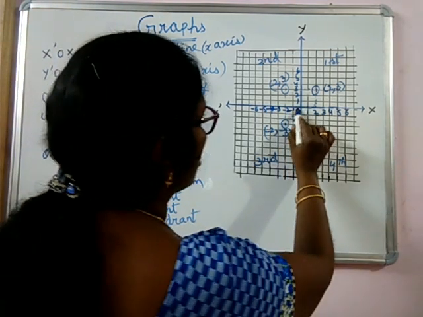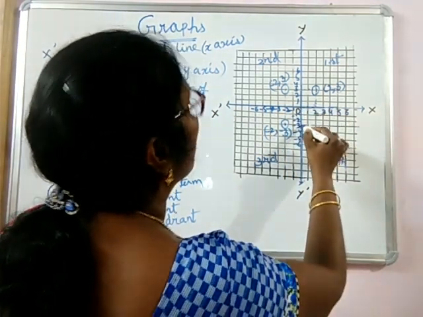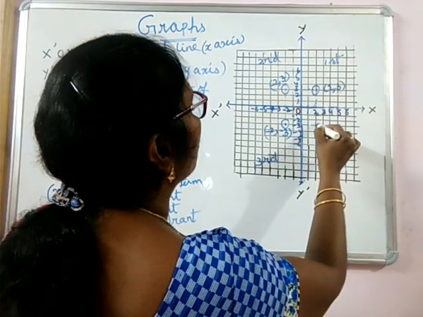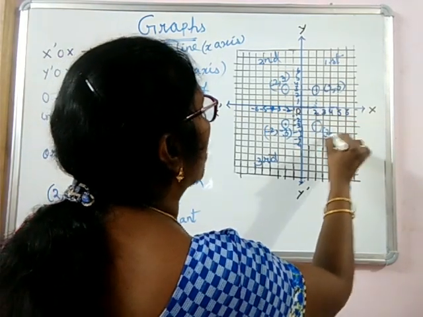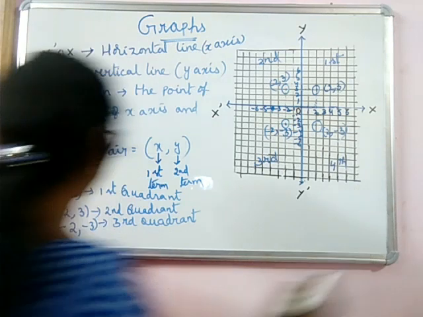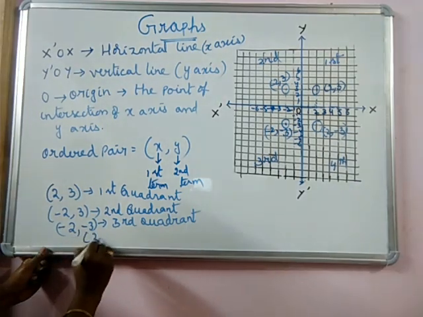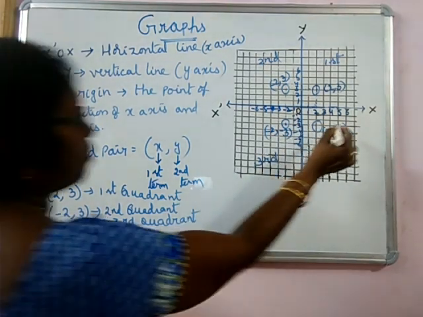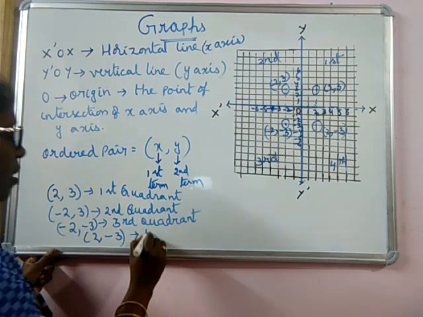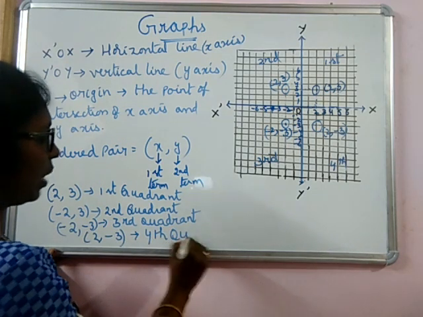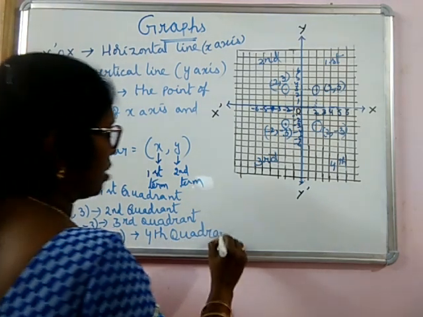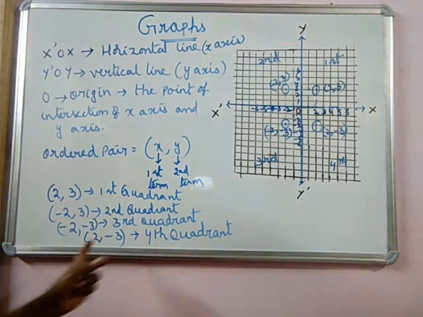And let me plot (2, -3). +2, -3. This is the point (2, -3). When I have plotted (2, -3), the point is in the fourth quadrant. What did you observe from this?